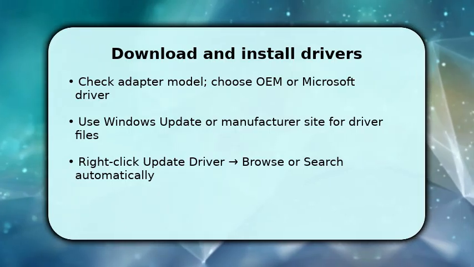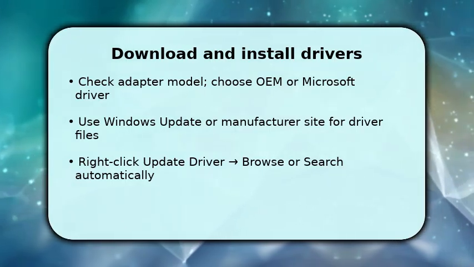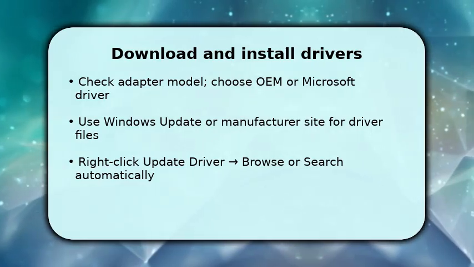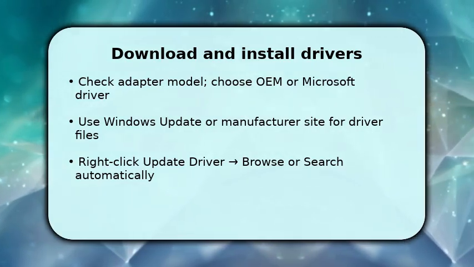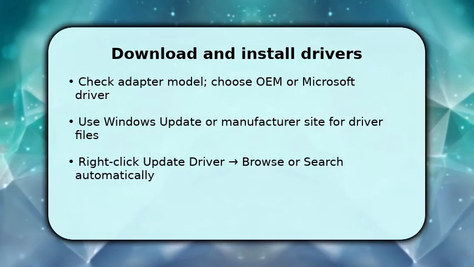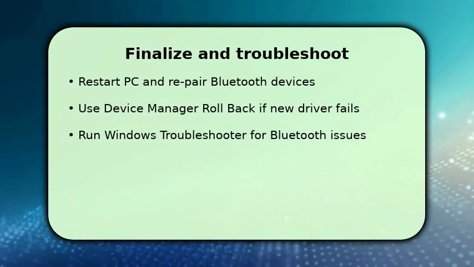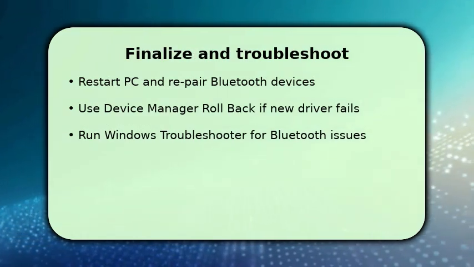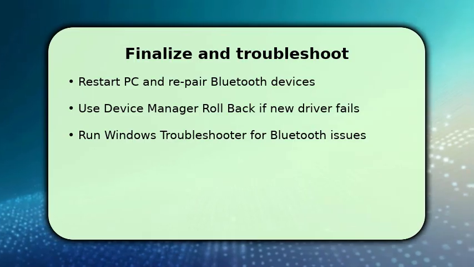Once downloaded, return to Device Manager, right-click the adapter, select Update Driver, and point to the downloaded folder or let Windows search. Follow on-screen prompts, reboot if requested, and verify the new version in Properties. Finish by restarting your computer to ensure the driver loads cleanly. After reboot, re-enable Bluetooth and repair your devices.